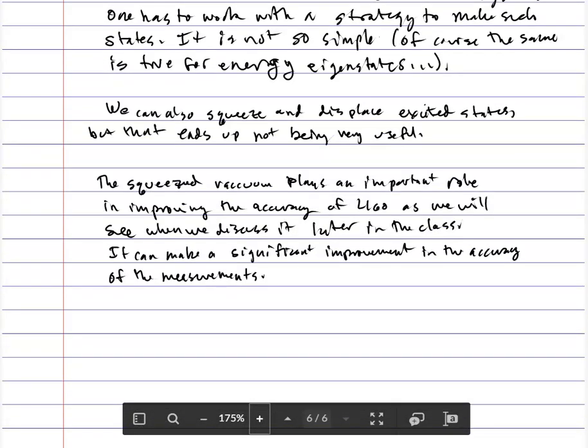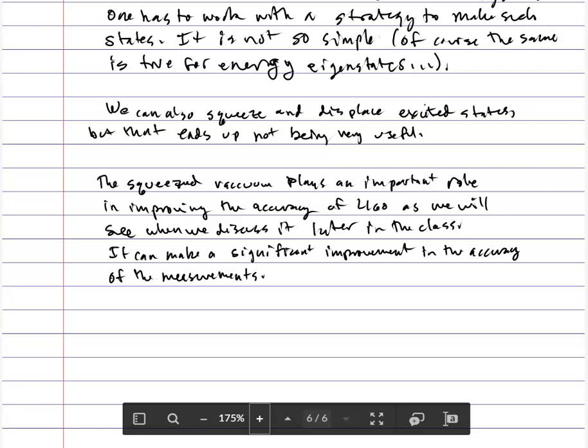Okay, so as I'd mentioned before, we can also squeeze and displace the vacuum, but we can also do that to excited states. But in general, that ends up not being very useful, and it really does complicate the formulas. So I'm not going to say very much more about that. And again, don't worry, I'm not going to have a homework exercise for you on that.